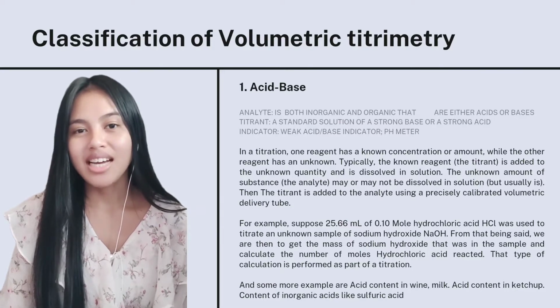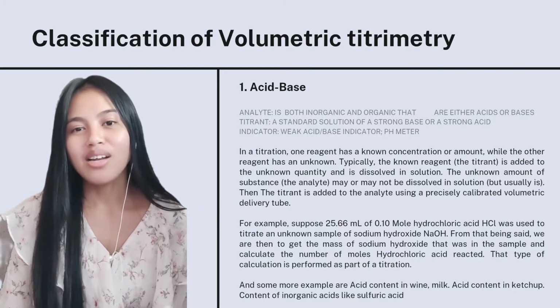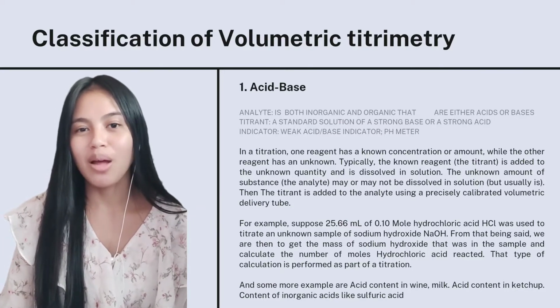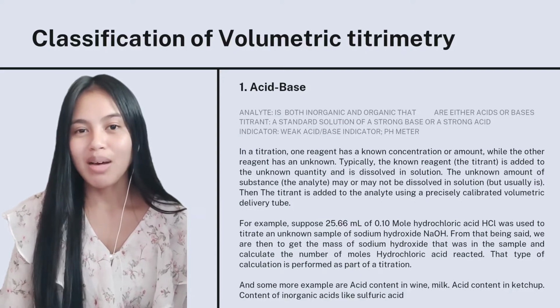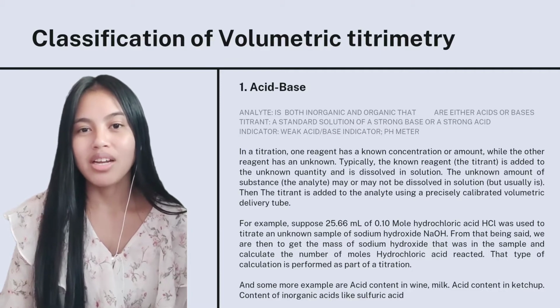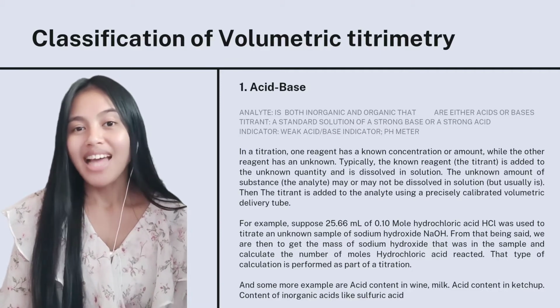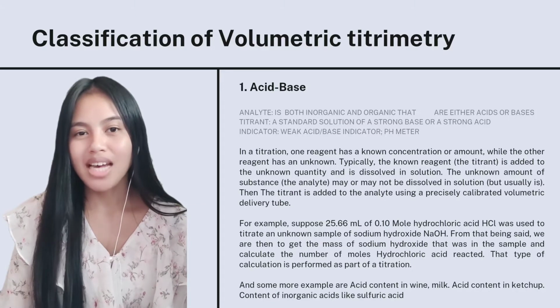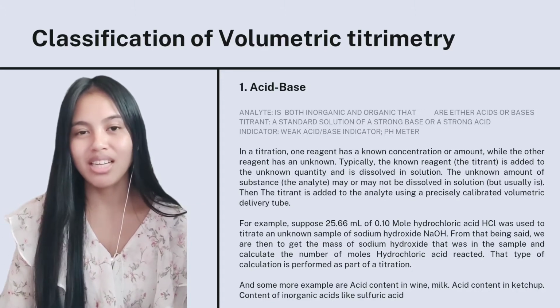Typically, the known reagent, the titrant, is added to the unknown quantity and is dissolved in solution. The unknown amount of substance, which is the analyte, may or may not be dissolved in solution, but usually is. Then the titrant is added to the analyte using a precisely calibrated volumetric delivery tube.